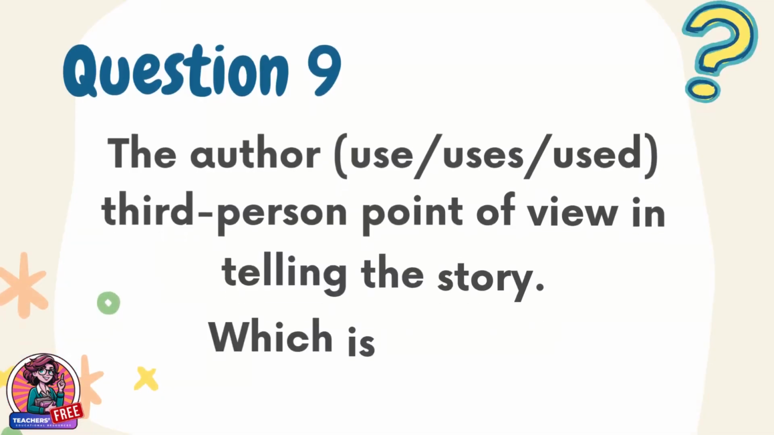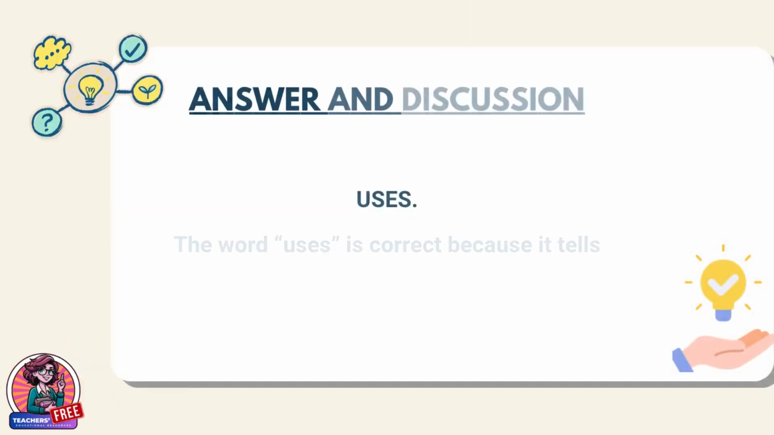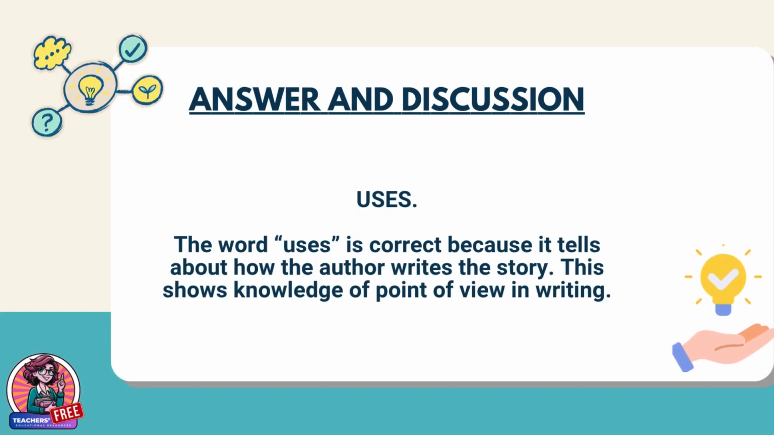Question 9. The author use, uses, used third-person point of view in telling the story. Which is correct? Answer: uses. The word uses is correct because it tells about how the author writes the story. This shows knowledge of point of view in writing.